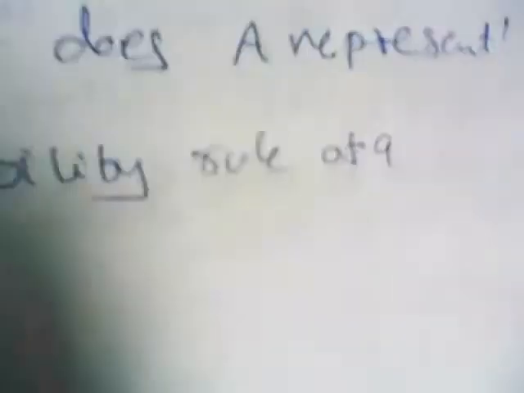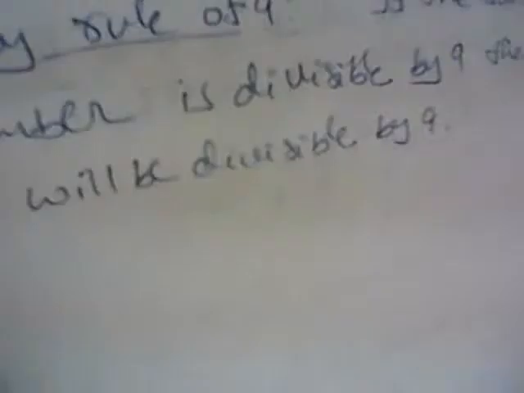Divisibility rule of 9. If the sum of digits of a number is divisible by 9, then the number will be divisible by 9. This is the divisibility rule of 9.